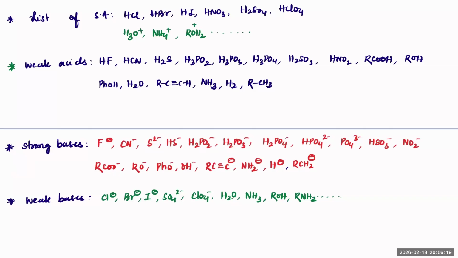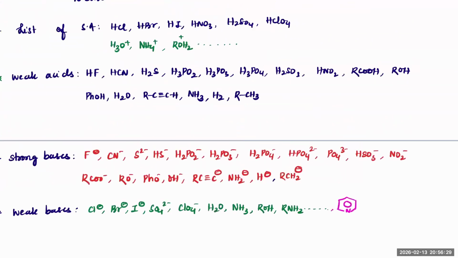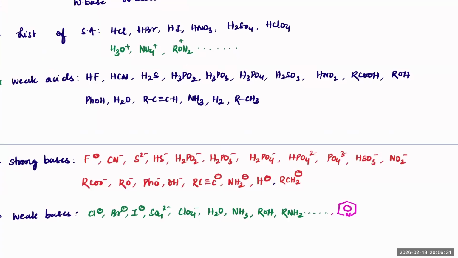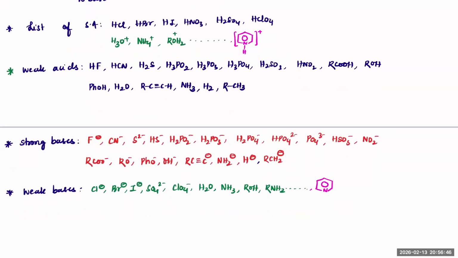Now, a few important exceptions that you need to remember: the list of weak bases includes pyridine also, and that pyridine can become a strong conjugate acid once it takes H+. So this is going to be a strong conjugate acid. Clear, everybody? This list you need to understand. If there is any problem, you can ask me.